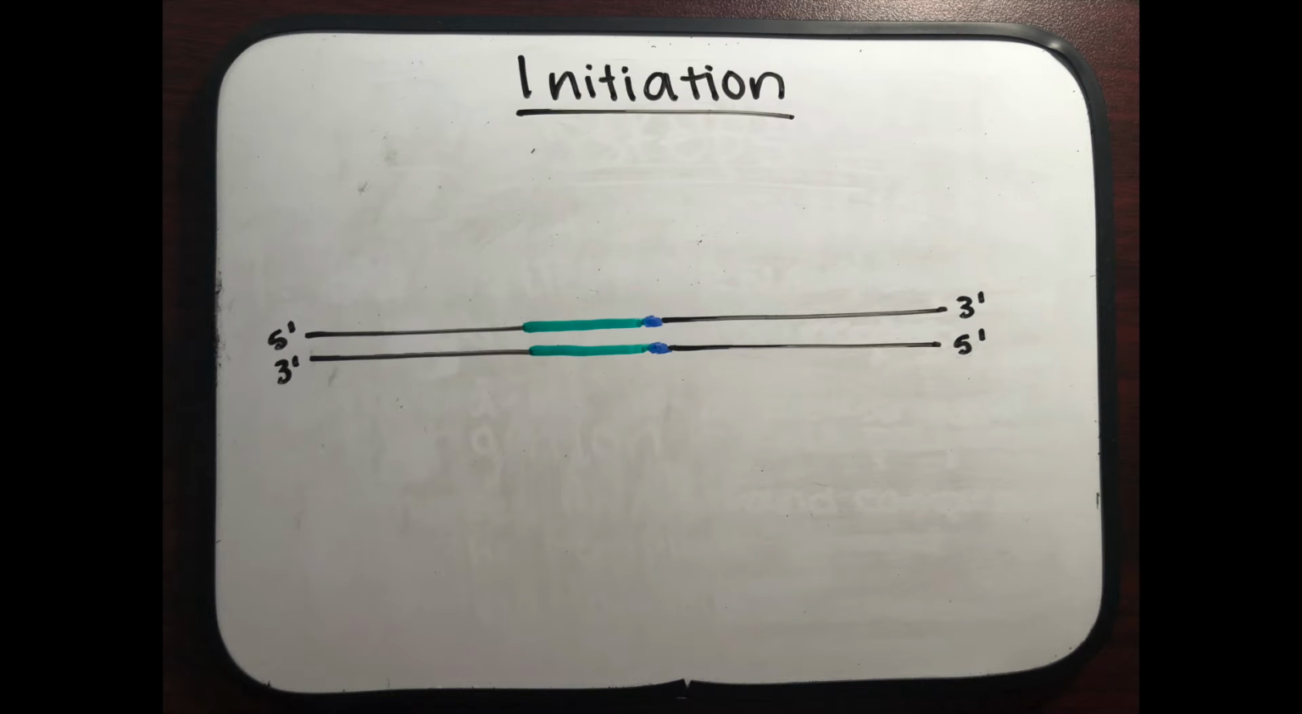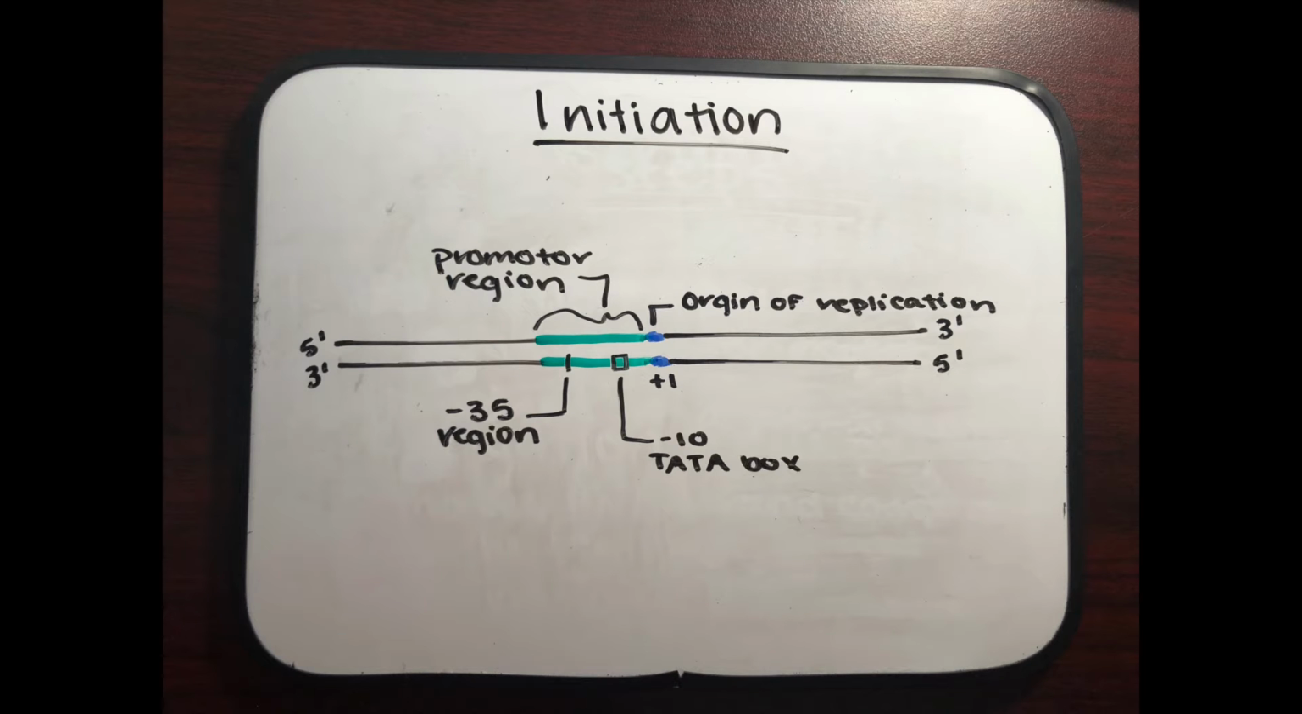Here we have a strand of DNA before the initiation process begins. The promoter region of the DNA is before the origin of replication, the +1 position on the DNA strand, and it helps guide the RNA polymerase to the correct starting position.